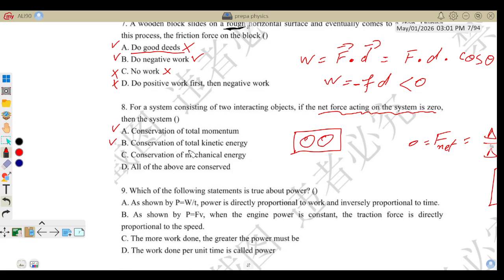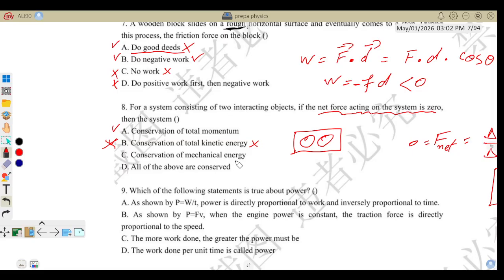For B, we have conservation of total kinetic energy. Kinetic energy would be conserved if the collision were perfectly elastic. In a perfectly elastic collision, the kinetic energy would be conserved, but they didn't mention anything about it here. If there were any internal interaction between the elements of the system, maybe those interactions would change the kinetic energy. So the conservation of total kinetic energy here is not guaranteed.